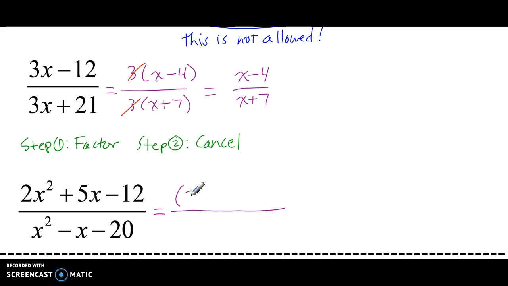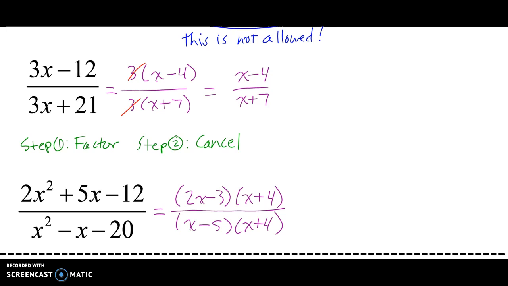Alright, the top factors into 2x minus 3 times x plus 4. Don't forget to check. You should FOIL that out. You're going to get an 8x minus a 3x makes the 5x in the middle. 2x times x is 2x squared in the beginning. 4 times negative 3 is negative 12 in the end. Denominator factors x minus 5 times x plus 4.